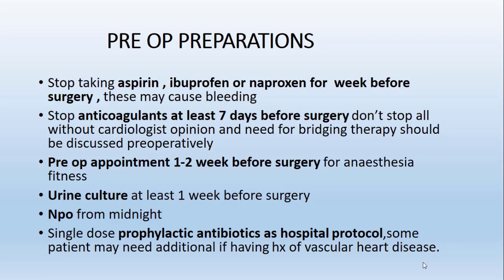So, pre-op preparation for TURBT. Before TURBT, we should stop aspirin and NSAIDs for a week before surgery, which can increase the risk of bleeding, and stop all anticoagulants at least 7 days before surgery, but it should be discussed with the cardiologist for bridging therapy. Pre-op appointment at least 1 to 2 weeks before surgery for anesthesia fitness. A urine culture must be available at least 1 week before surgery, nil per oral from midnight, and a single prophylactic antibiotic should be given as per hospital protocol.